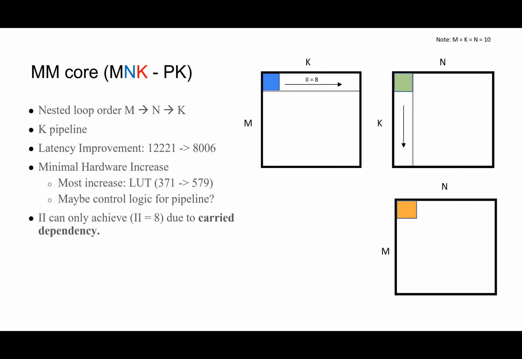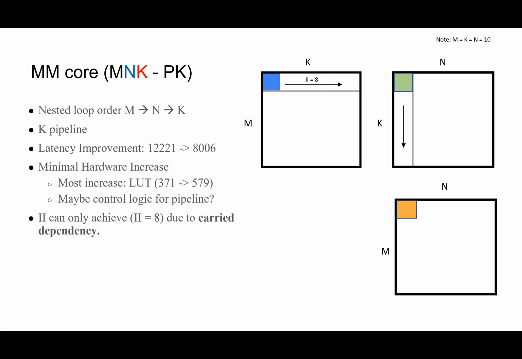The first optimization approach we tried is to pipeline the K loop. This gives us a latency improvement from 12K to 8K, with minimal hardware increase. The most increase was in the LUTs, and we suspect that this was because of the control logic for the pipeline. The issue with this is that the II could only achieve 8 because there was a carry dependency.